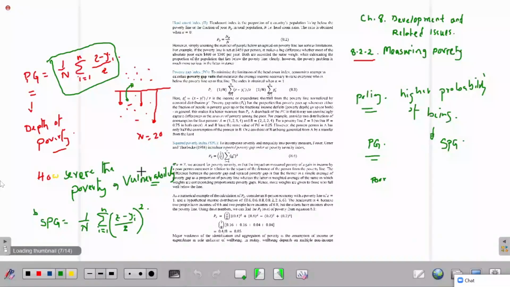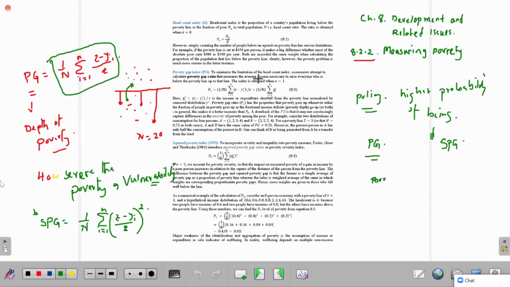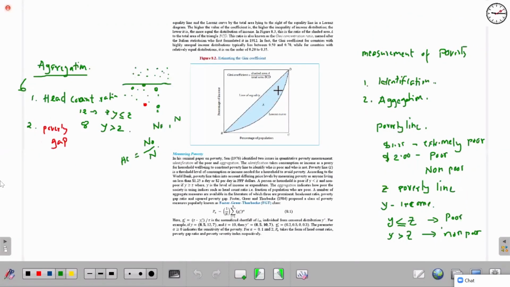Now, for all these measures, we can generalize by one equation called P alpha, which is called FGT. P alpha equals 1 by n, sum of i equals 1 to n, of G star to the power alpha, where G star is the poverty gap. So what is G star? G star is equal to Z minus Yi divided by Z.